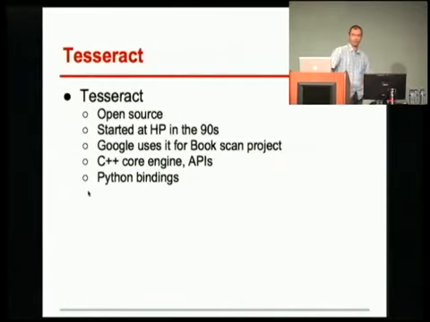All right, OCR. We use Tesseract. It's open source, with a C++ code base. Super old actually, I think it was started at HP in the 90s, and now it's maintained by Google. They use it for their BookScan project. It does have a nice Python binding, so you can use that, or you can run it on the command line if you want.